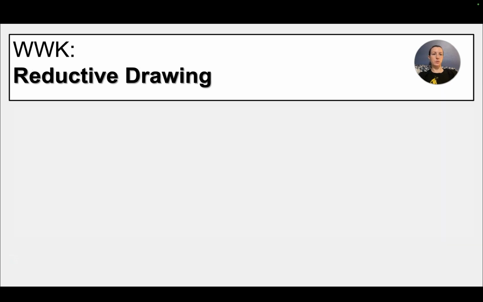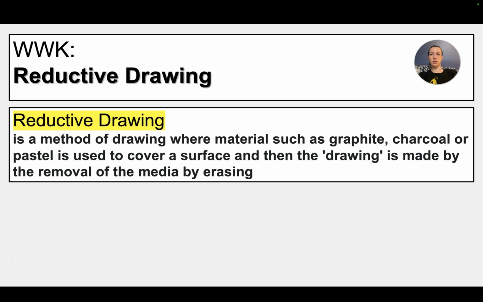Our first and only word worth knowing is reductive drawing. Reductive drawing is a method of drawing where materials such as graphite, charcoal, or pastel are used to cover a surface, and then the drawing is made by the removal of the media by erasing. So we've done a little bit of this in graphite, and it is one of my favorite techniques.